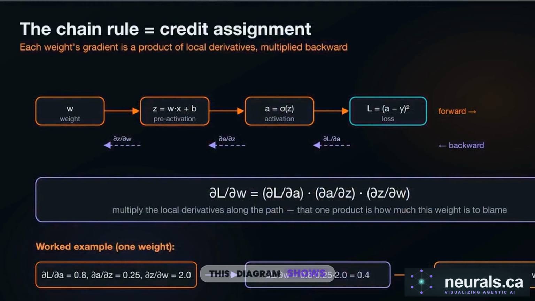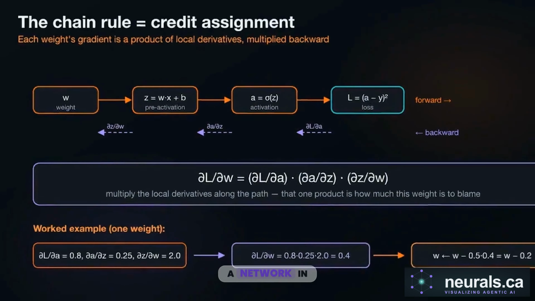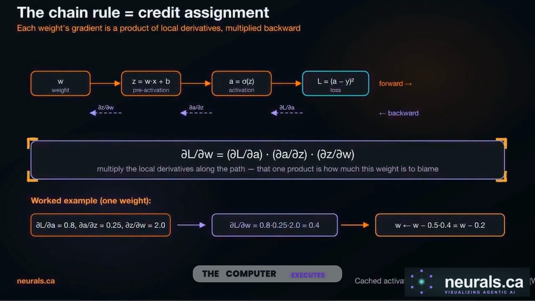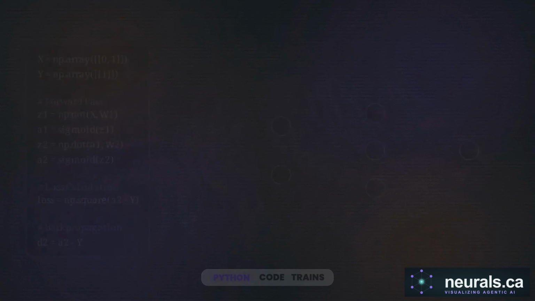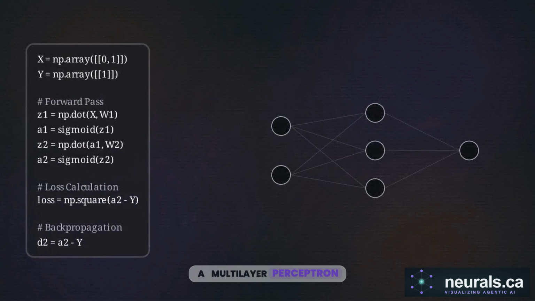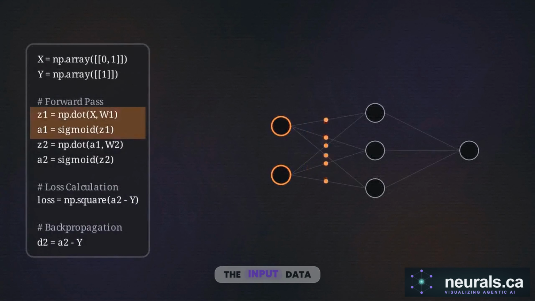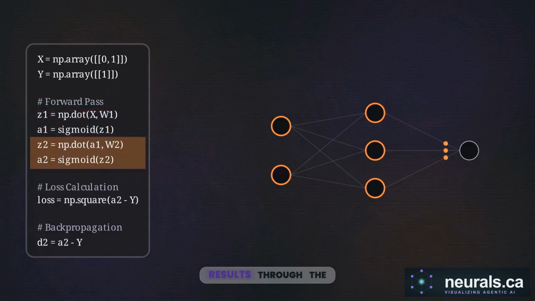This diagram shows the conceptual forward and backward paths used to train a network. In a running program, the computer executes these signals as a sequence of matrix multiplications. This Python code trains a multilayer perceptron to solve nonlinear logic problems like XOR. We process the input data through the first set of weights for hidden activations, then pass those results through the second set to reach a final prediction.